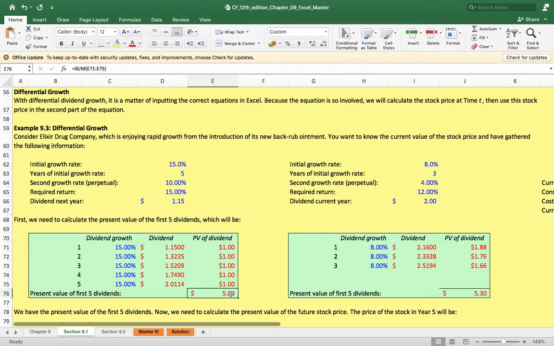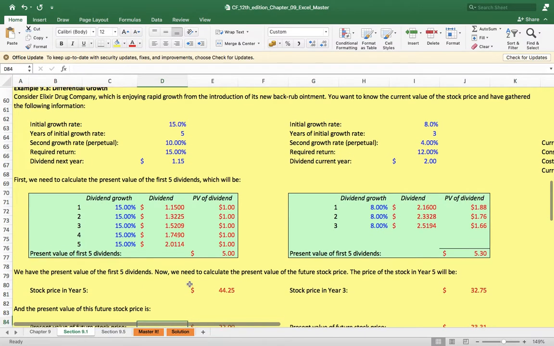Now what we will do? Next stage. What is that? From the 6th year, dividend will grow at 10% forever. Then what will happen? D1 over R minus G. D0 is the 5th year's dividend here, 2.0114. D5 is 2.0114. That is D0 for the 6th year.